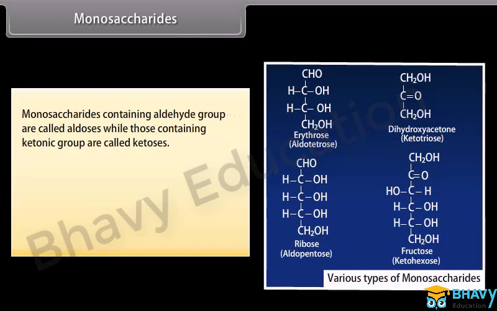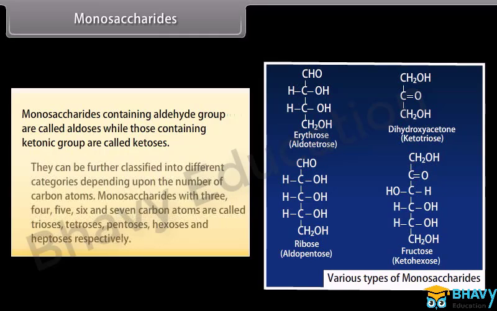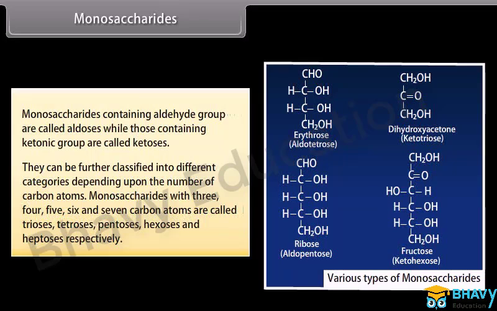Monosaccharides. Monosaccharides containing an aldehyde group are called aldoses, while those containing a ketonic group are called ketoses. They can be further classified into different categories depending upon the number of carbon atoms. Monosaccharides with 3, 4, 5, 6 and 7 carbon atoms are called trioses, tetroses, pentoses, hexoses and heptoses respectively.